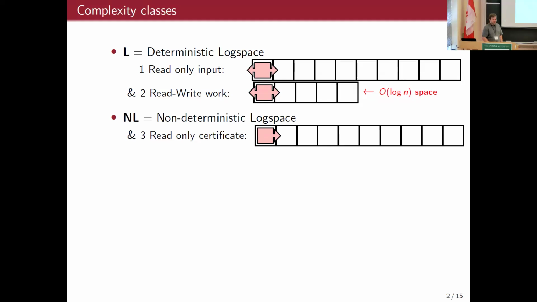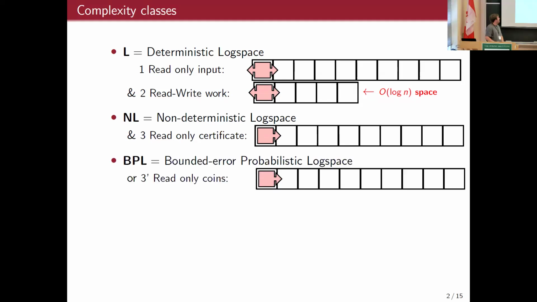And then there's also non-deterministic log space, where in addition, we also have a third tape, which is a read-only certificate tape. And then naturally, we can also define BPL, where we replace the certificate tape with a read-only random coins tape. And as usual, for BPL, we want to distinguish yes and no instances with bounded error.